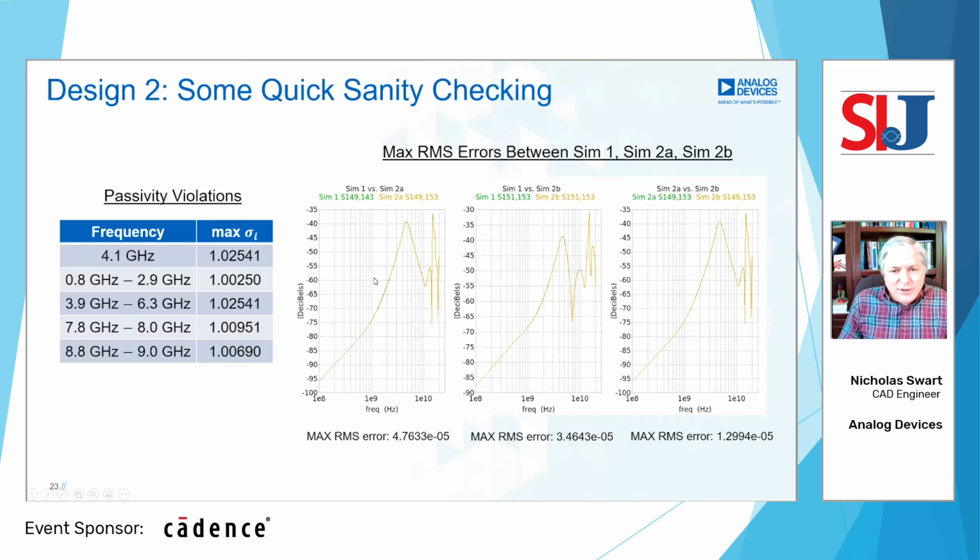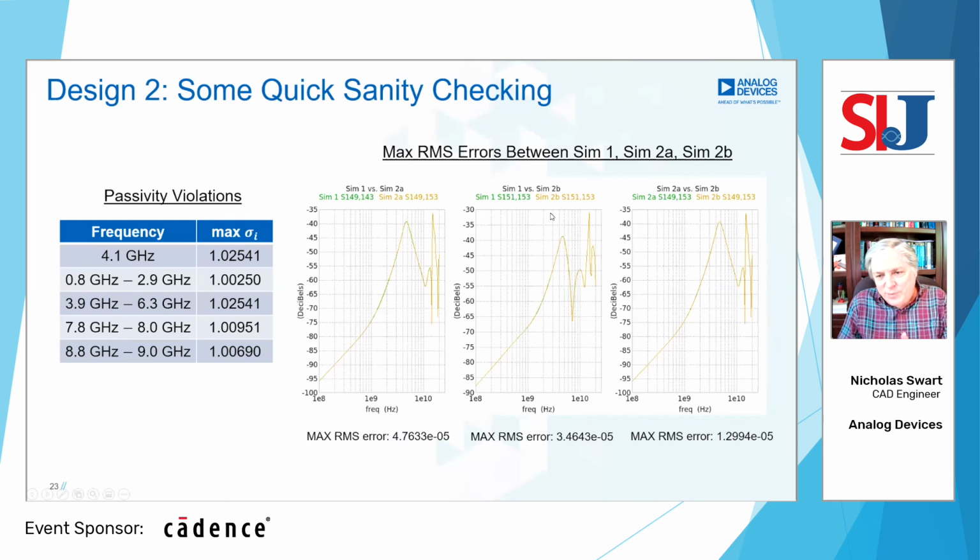And you can see here the worst case for Sim 1, which is the dedicated machine, and Sim 2A, which was the 256 CPU job, was S 140, 149, 143. And I plotted those 2 curves here, and the RMS error was 4.7 e to the minus 5 for that single S parameter over the full frequency range. That's very, very small, and you can see that visually as well. So effectively, no change in the S parameter value.